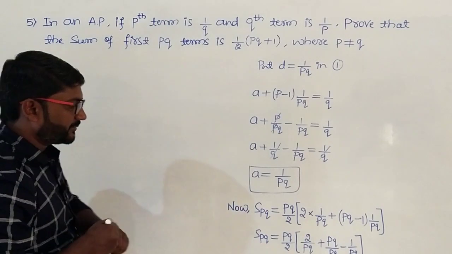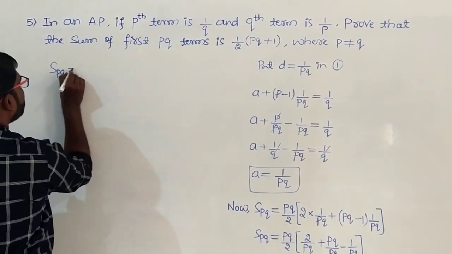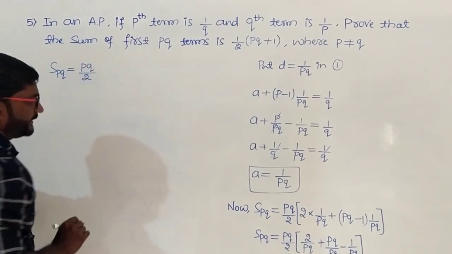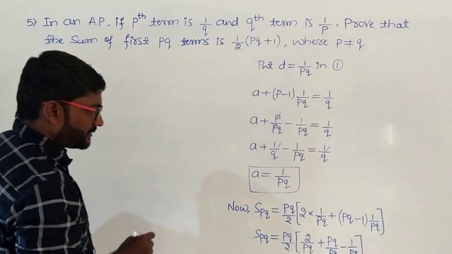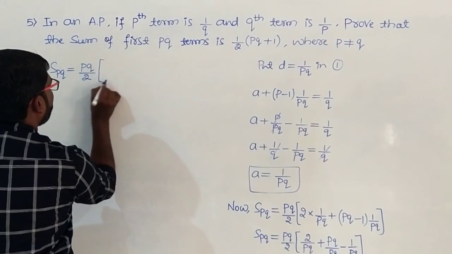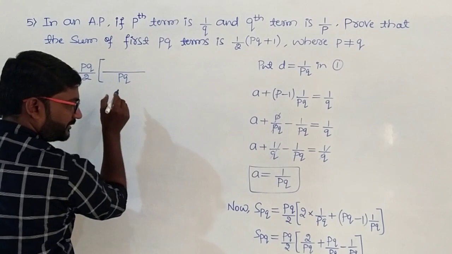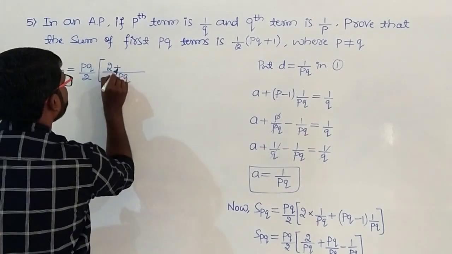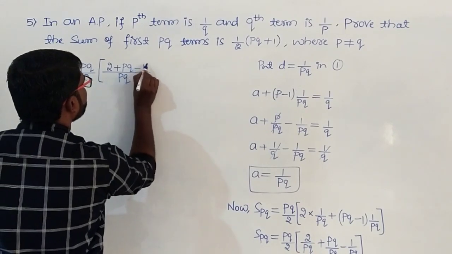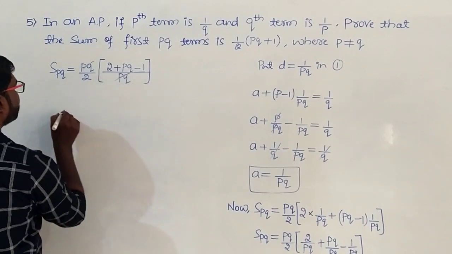Well, let us continue from this step. SPQ which is equals to PQ divided by 2. Then so here, take up the LCM, it is going to be PQ. So it is PQ, then in the numerator we get 2 plus PQ minus 1. So here PQ and PQ get cancelled.